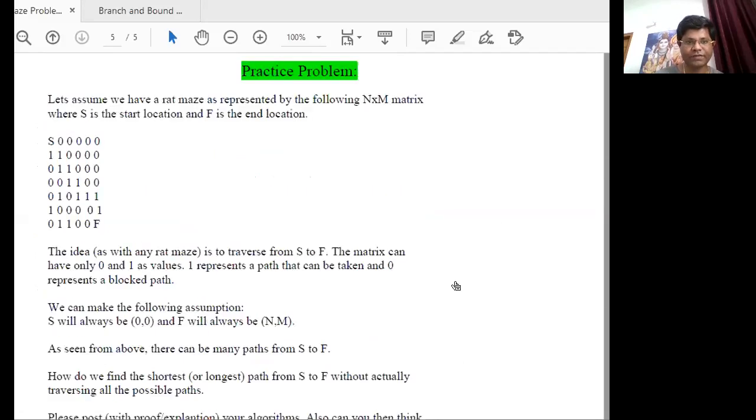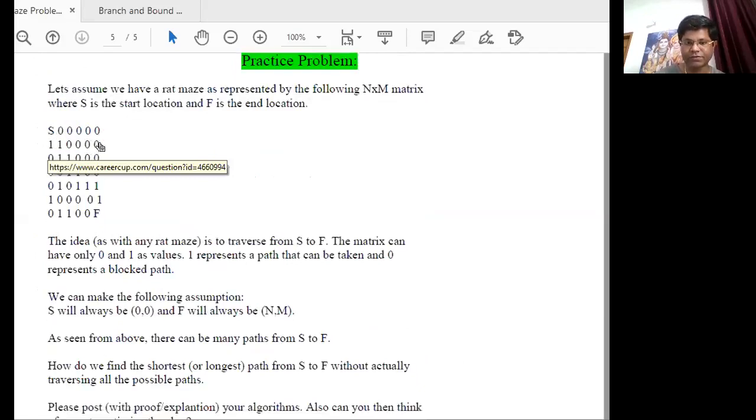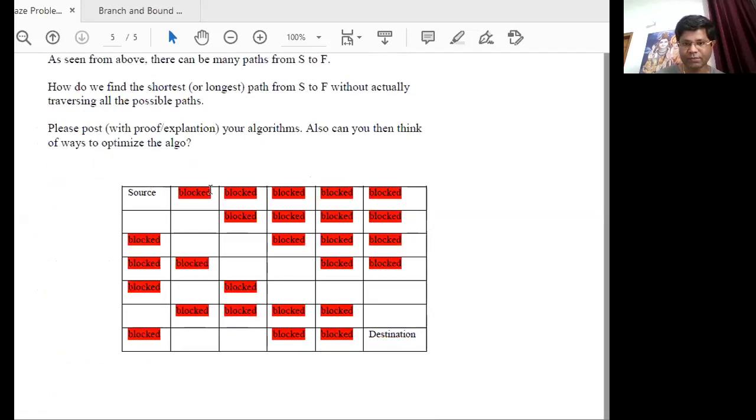So let's look at the first row entry. The first row entry is S, that is the place where the source is placed, and all the rest of the entries are 0. It means all the other entries are blocked. So in the first row, I have made here the source and all the other entries are blocked. Red symbol means the entries are not allowed.